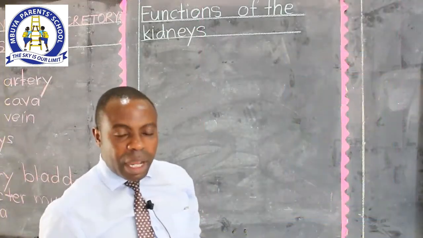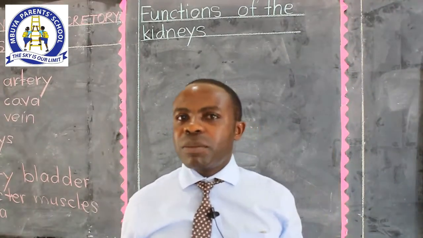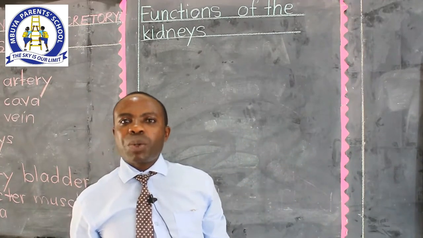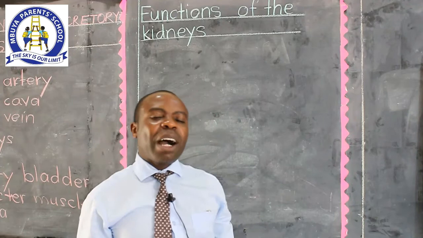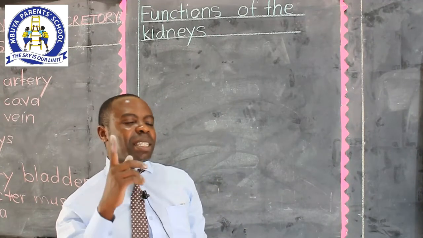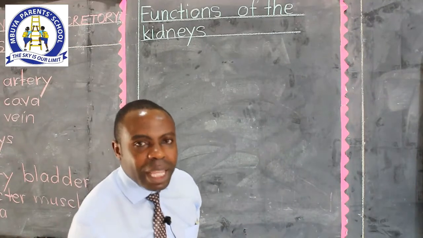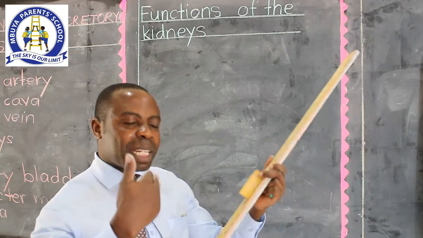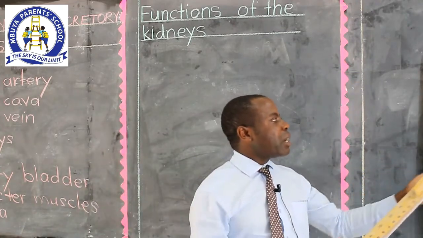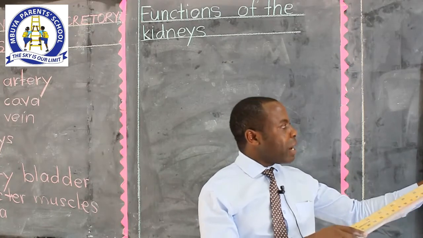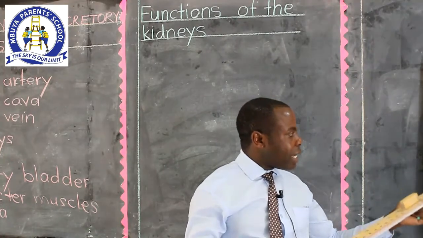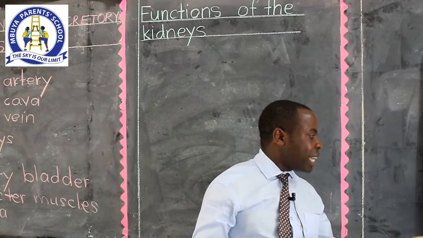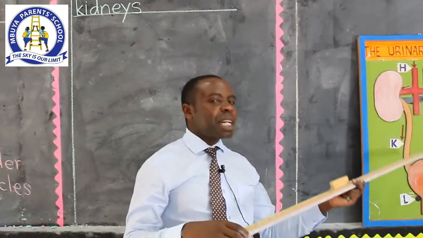So now, candidates, having seen parts that form the urinary system, or the parts that work with the kidneys to excrete urine, we have to remember one thing: the urinary system is that system that produces urine, stores it temporarily, and then eliminates it. The kidneys during filtration produce urine. The urine is brought here, and then like this, it is stored here temporarily, and then it is eliminated. And that is the urinary system.